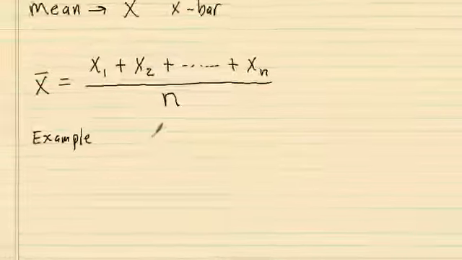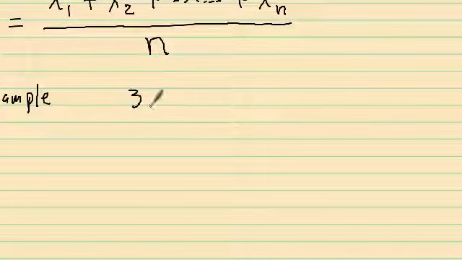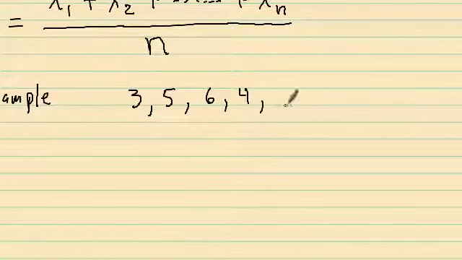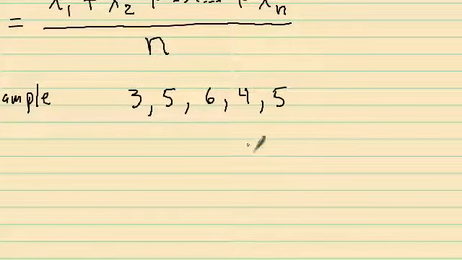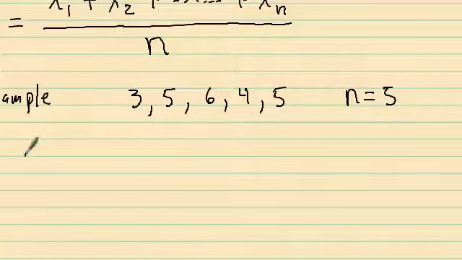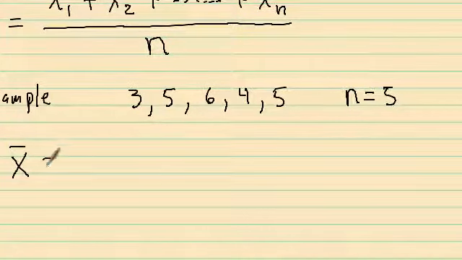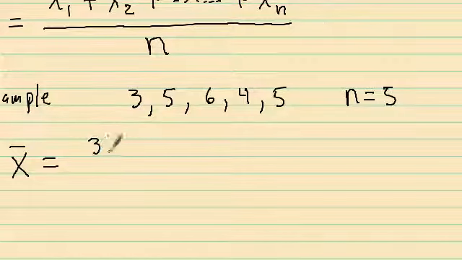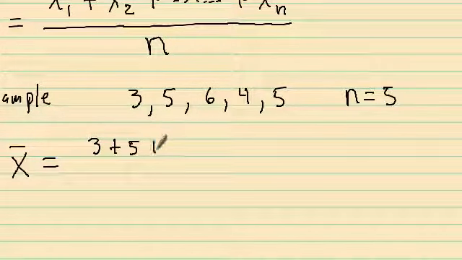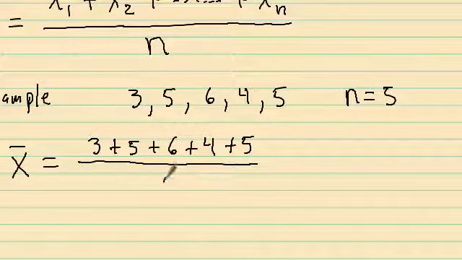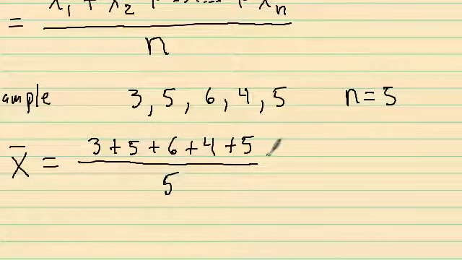Okay, so let's just show an example, and I'll say this is my data set: 3, 5, 6, 4, and 5. Okay, so we have 5 points in our data set, so our n is equal to 5. So to find the average, I put x bar equals, and what I want to do is add up all of these numbers in my data set. So it would be 3 plus 5 plus 6 plus 4 plus 5, all divided by the number of points in our data set, which is 5.